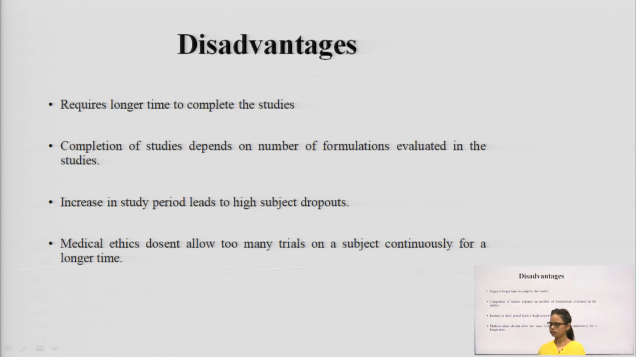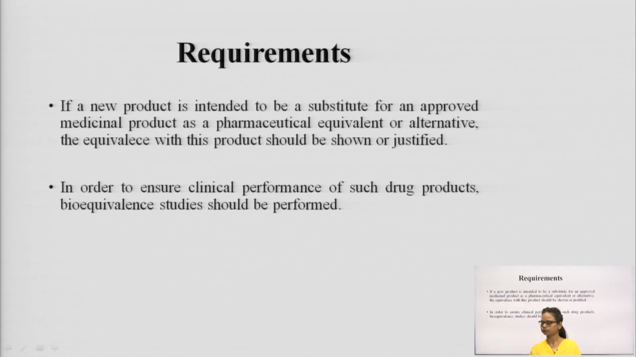So, next, what are the requirements for these studies? If a new product is intended to be a substitute for an approved medicinal product as a pharmaceutical equivalent or alternative, the equivalence with this product should be shown or justified.